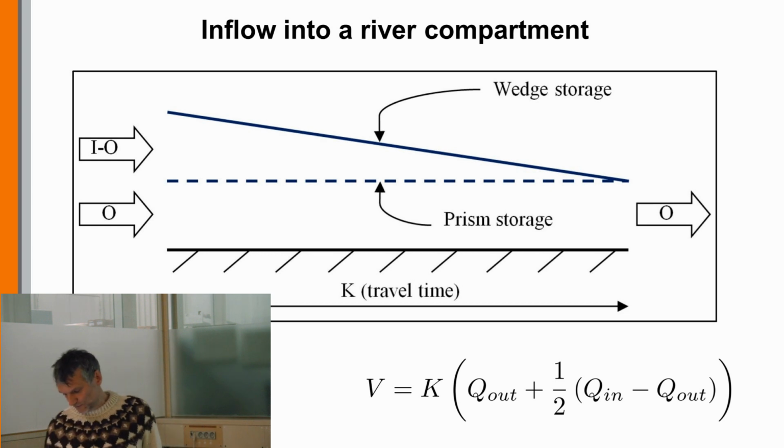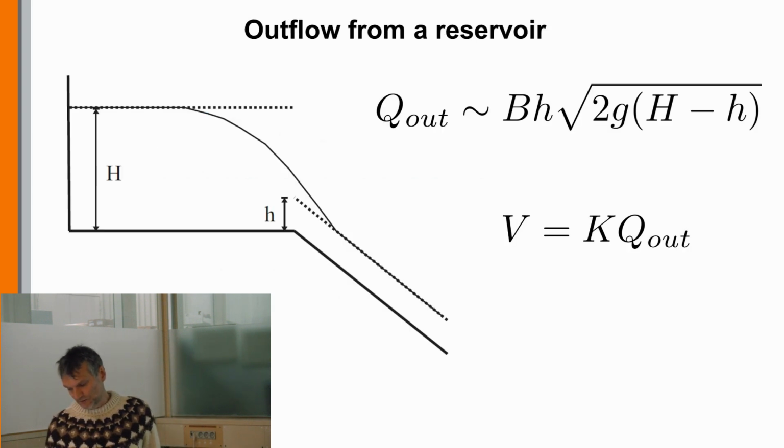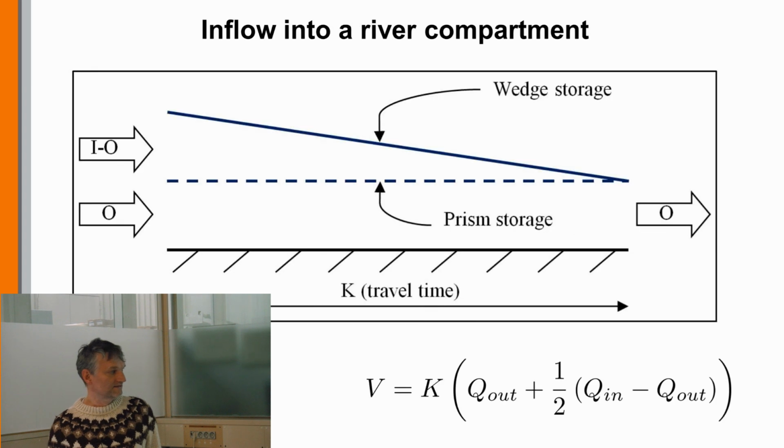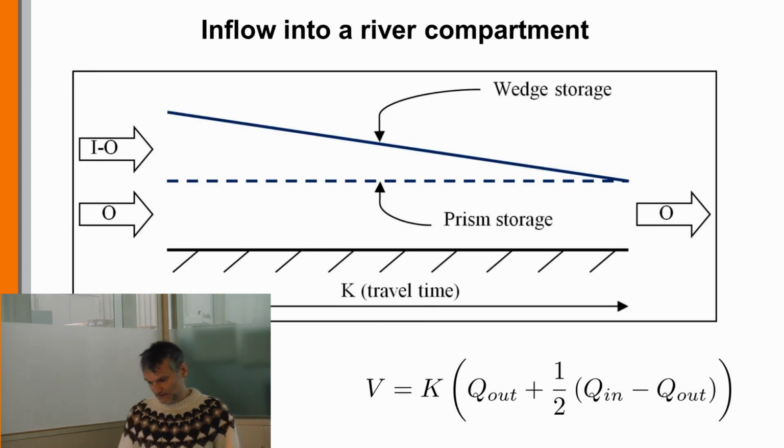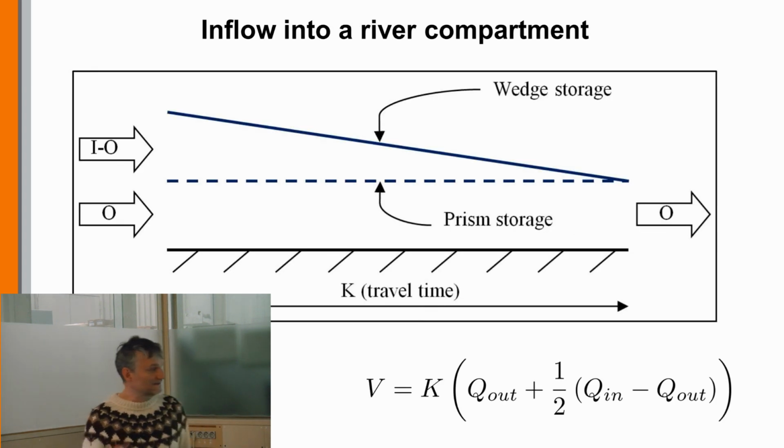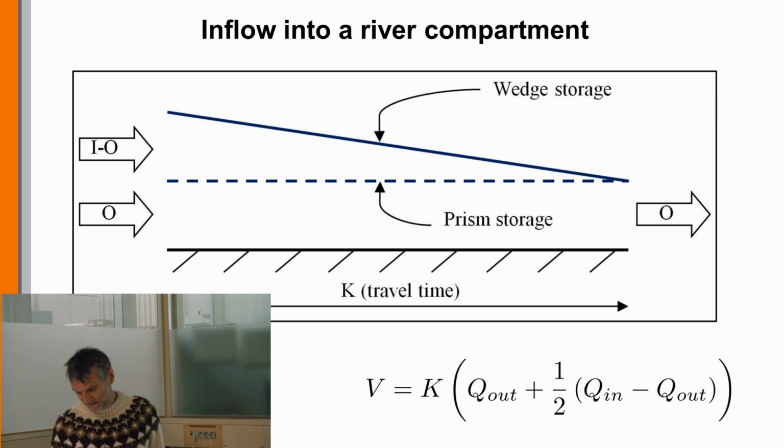First of all, they start with a reservoir, taking the volume proportional to the outgoing flux. Then they take a river compartment, with ingoing and outgoing flux, and they say the volume is proportional to the ingoing flux. The idea behind this is very easy. Just look at the blackboard.